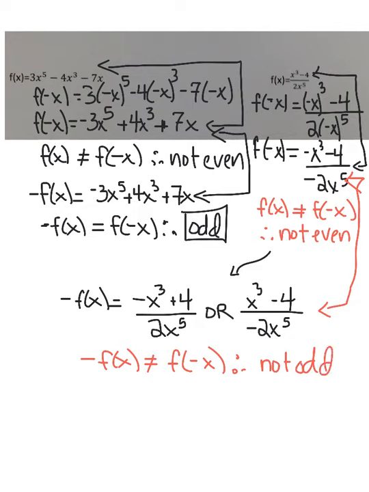Now please, on your test, don't just stop right there. So if it's not even and it's not odd, don't forget that you have to write the word neither. If you don't write the word neither, you're going to lose a point, and that just really stinks. I don't want you losing points over something silly like that. Okay?